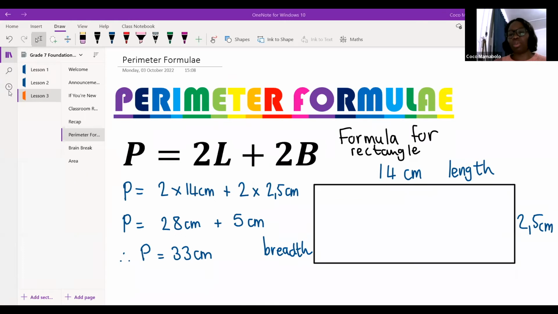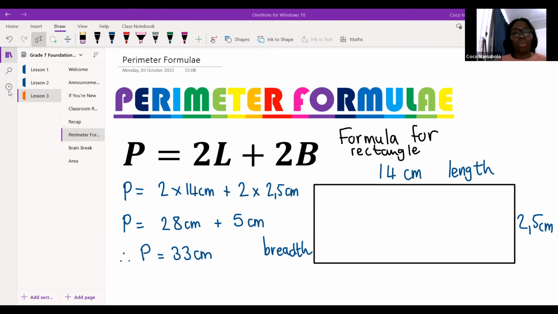Good, Samkelo. Just remember, we practice over and over. Draw yourself a rectangle and practice. Just write down P is equal to 2L plus 2B and practice again and again and again, and it becomes very easy. I'm so glad, Sam. A future in maths. I like it.